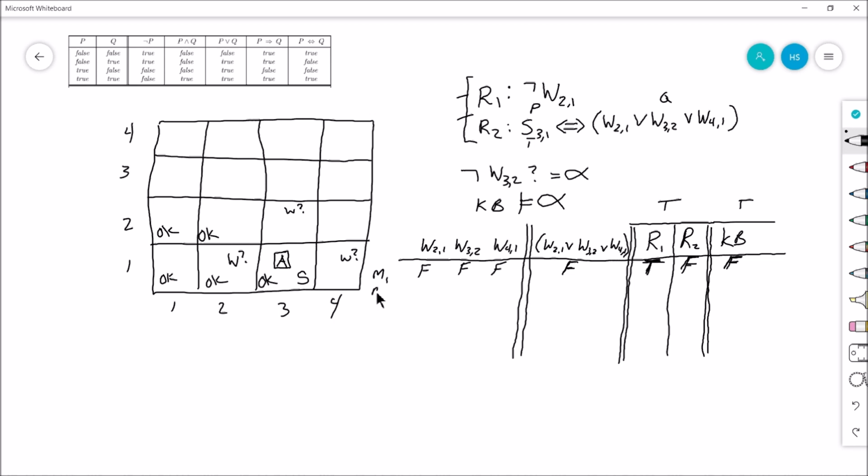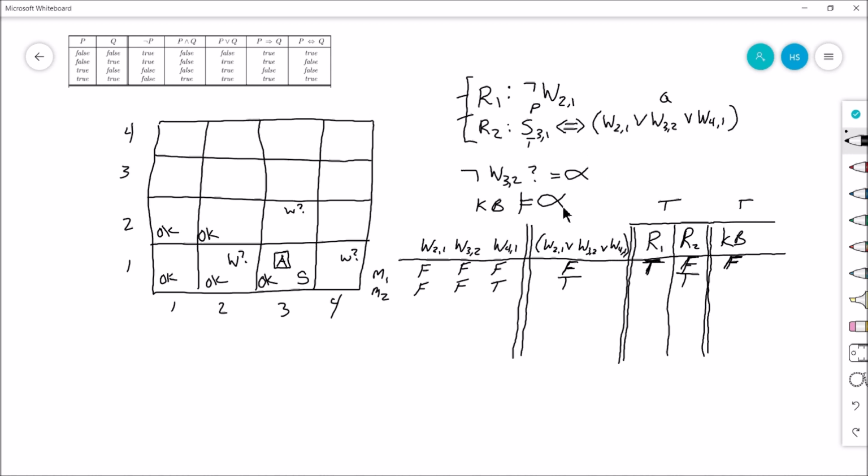All right, so next model, okay? So false, false, true. We're looking at all the different possibilities. So what if there's no wumpus in 2,1? What if there was no wumpus in 3,2? But what if there is a wumpus in 4,1? Well, then this evaluates to true, right? So the Q is true, and we know that S31 is true because we perceive the stench. So that makes the bidirectional, if and only if, true, okay?